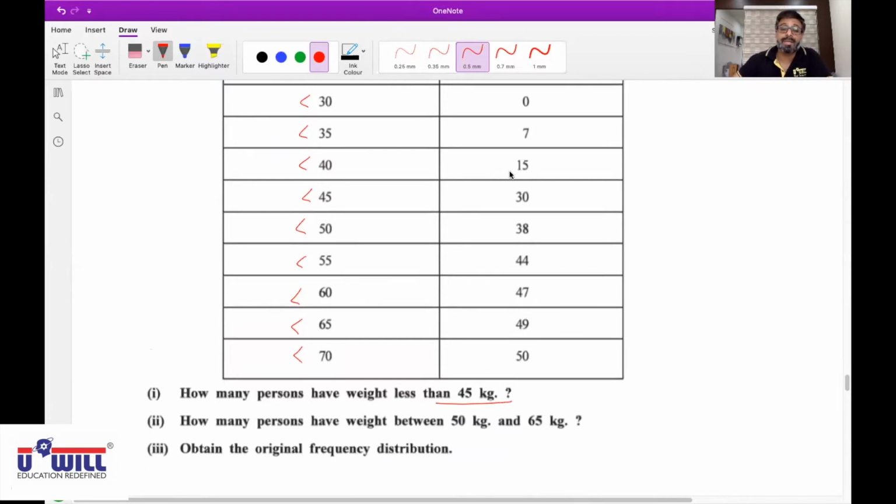Sujal Shah, can you tell me? 30. Yes, less than 45. This is the first answer. How many students have weight less than 45 kgs? 30. Raise your hand if you did not understand this. All are clear with it? Okay. Next one is also very simple. How many persons have weight between 50 and 65 kgs?